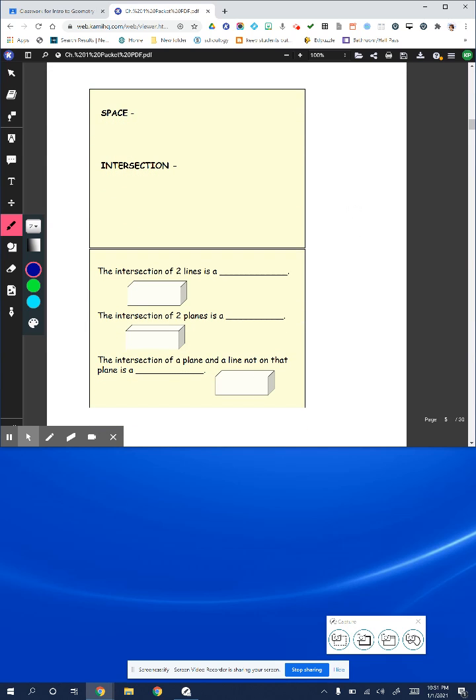Space. So space is like an area of something. An intersection is where I could say 2 lines, 2 planes, 2 of something meet or come together.